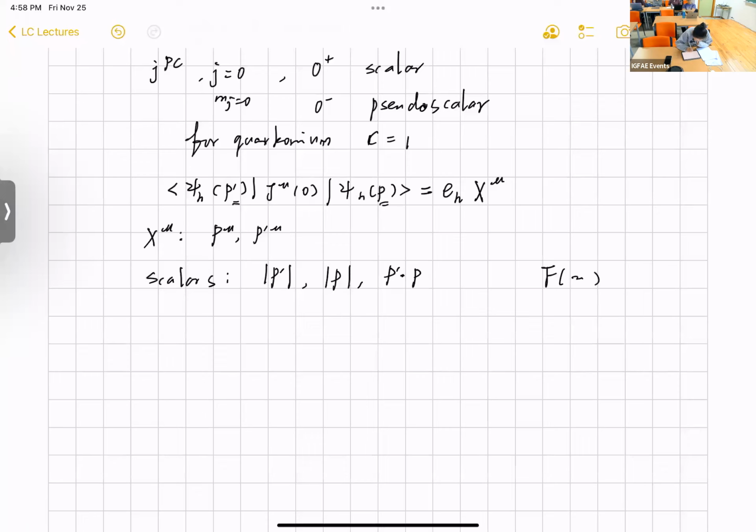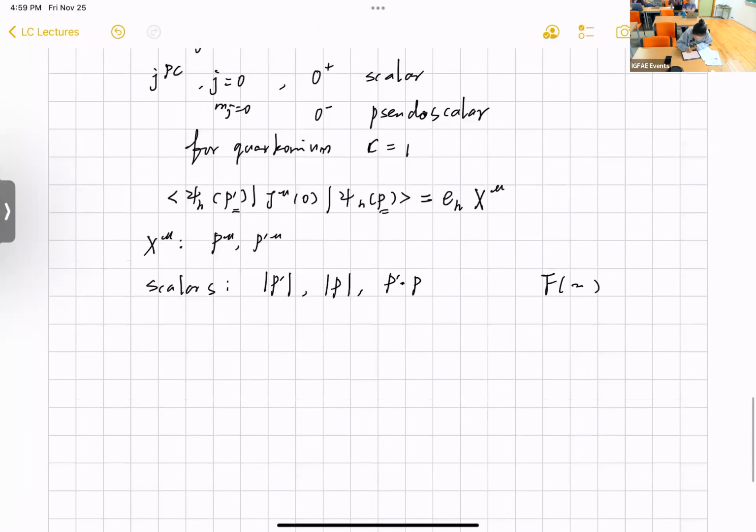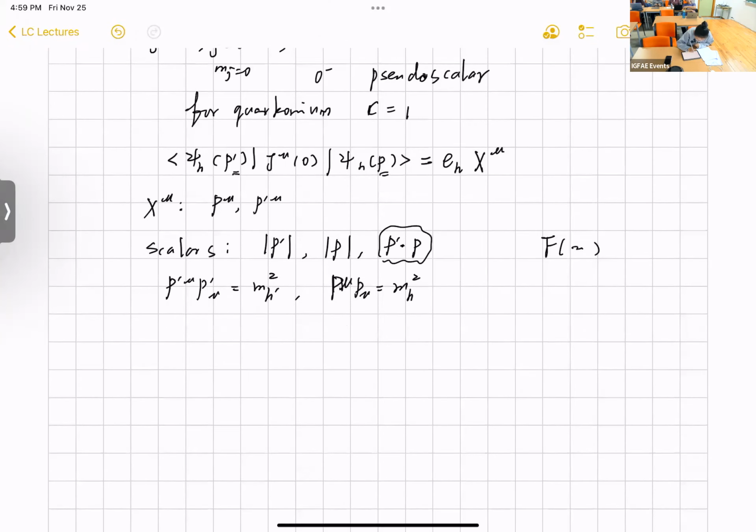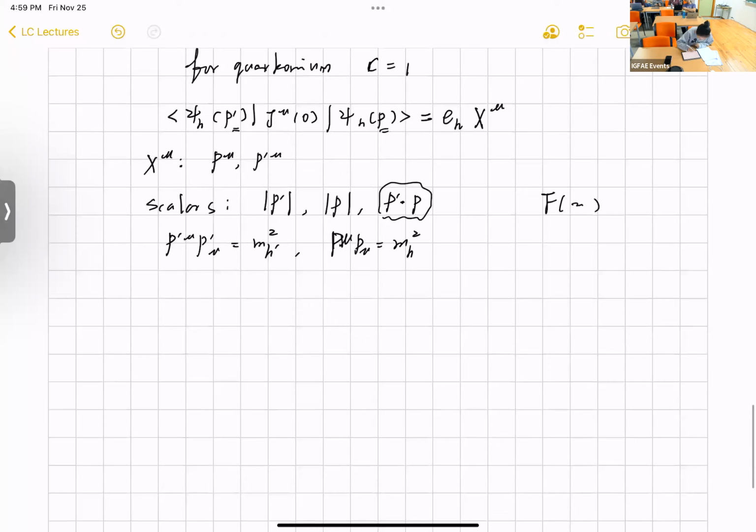But so we have three, but the actual free one is only one, because we are thinking about mesons and they are on their mass shell. So the mass shell condition tells us that we can fix the values of p' squared and p squared. Then the only free scalar that the form factor can depend on is p' dot p. So let's change our variables so that we can write it in a more compact and elegant way.